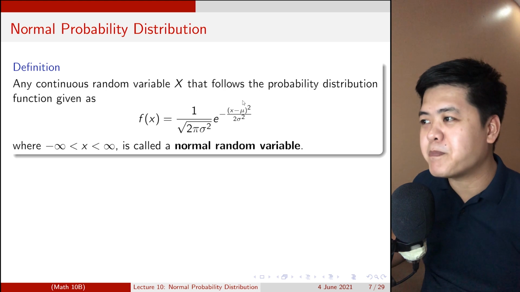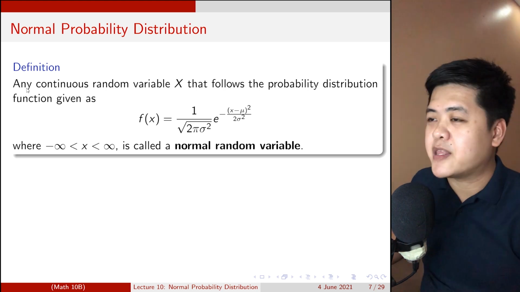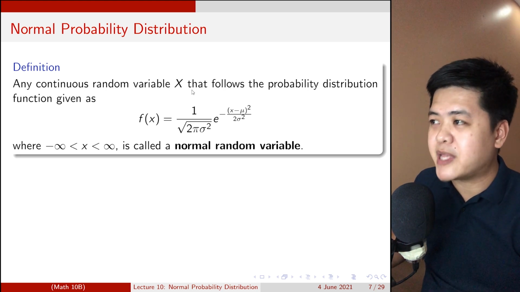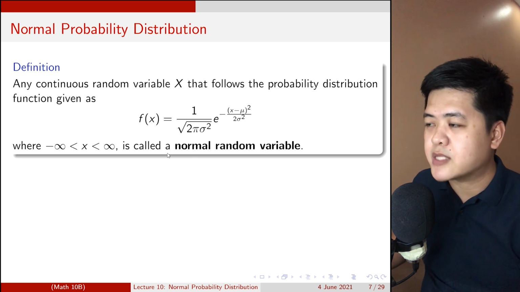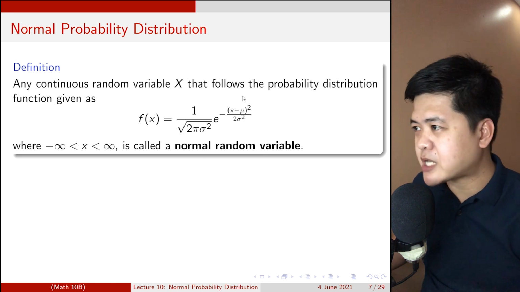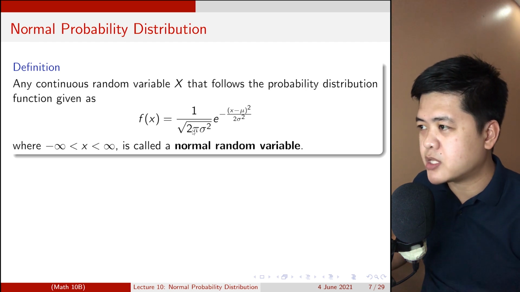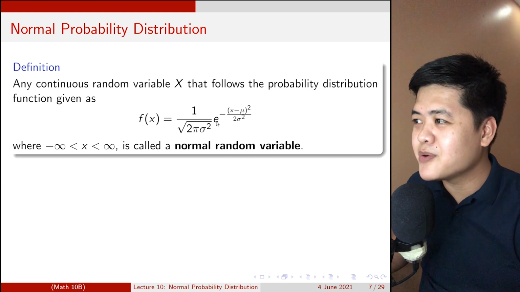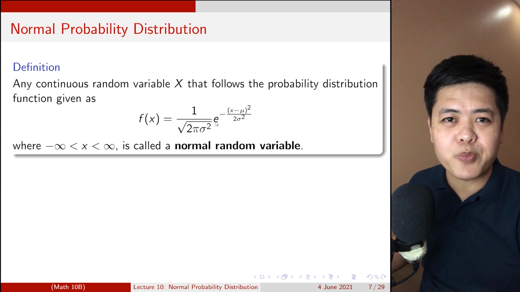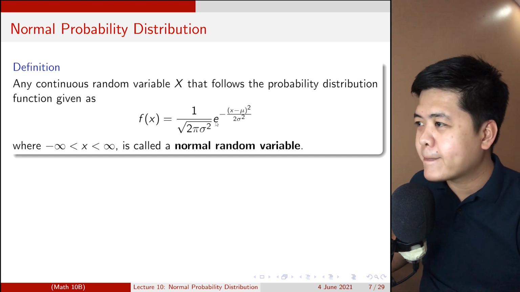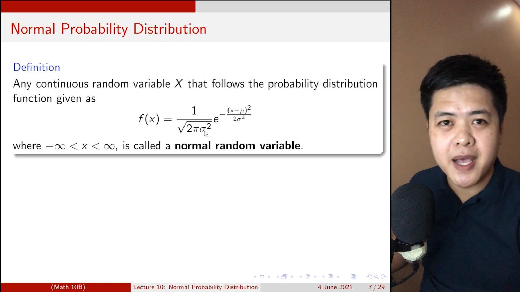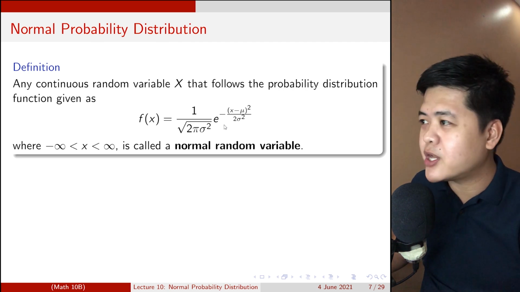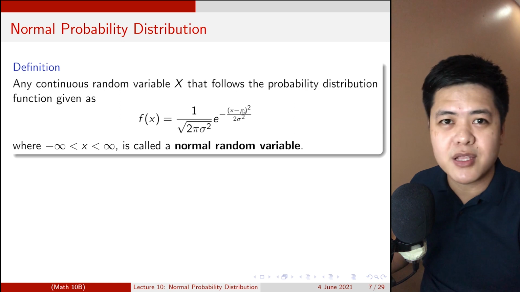So, ito yung nagawang equation nila Carl Gauss. By definition, any continuous random variable x that follows the probability distribution function given below, this one, is called a normal random variable. Huwag kayo masyadong ma-intimidate dun sa equation. Ito, pi. Alam niyo yung pi. That's 3.14. Yung e naman, that's approximately 2.72. Ito naman, this one is sigma. That's for standard deviation. And yung mu naman, that's for a mean.